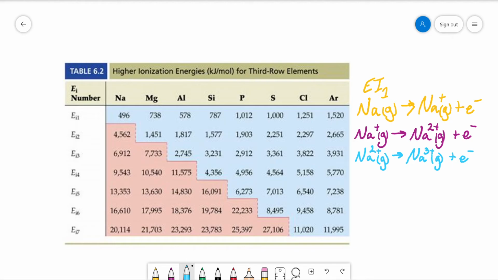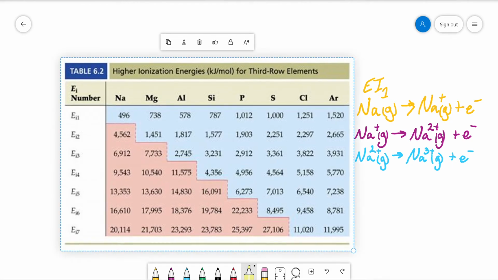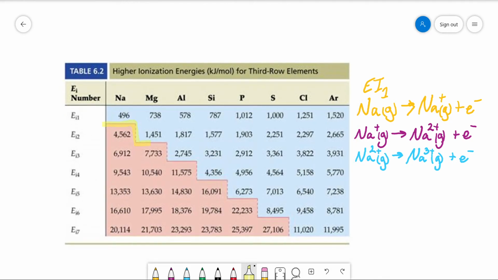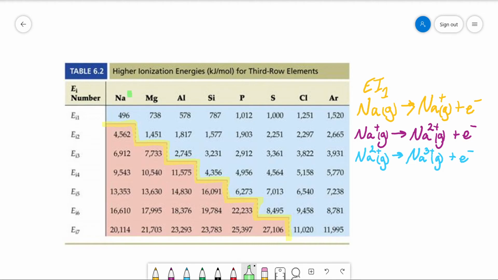Okay, that makes sense. Now let's take a look at this table. And let me draw your attention to the zigzag line or the stair-step line there. This line right here, it should be fairly obvious, but I'll highlight it anyway. If you notice, as we look in a particular column, say just under sodium here, at that zigzag, as we go down, there's a huge jump in energy. That's almost a 10-fold jump in energy.